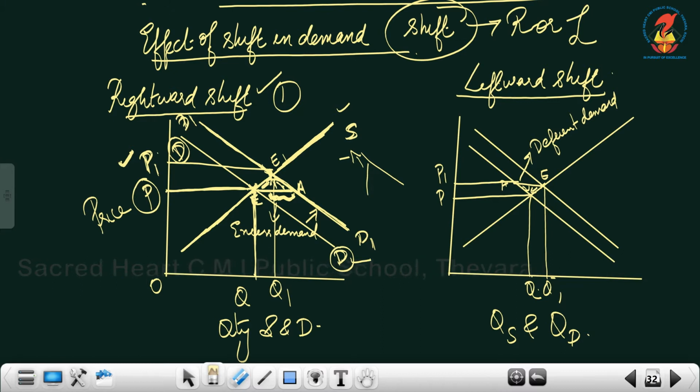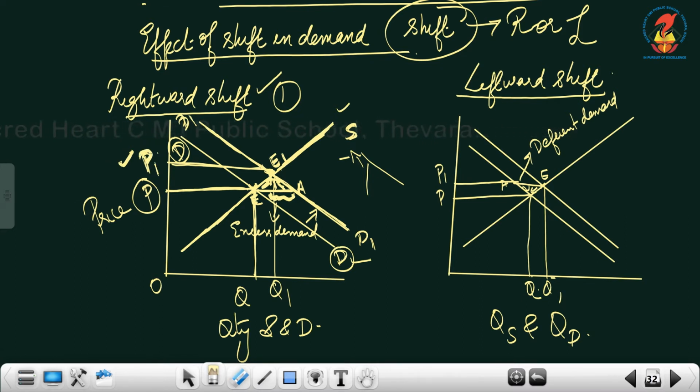So, this contraction of demand and expansion of supply, both the arrow marks will be in the same direction. With the expansion of supply and contraction of demand, the excess demand will be fully wiped off from the market, and a new equilibrium situation is created at point E1, where the new demand curve intersects the existing supply curve with the new price P1.